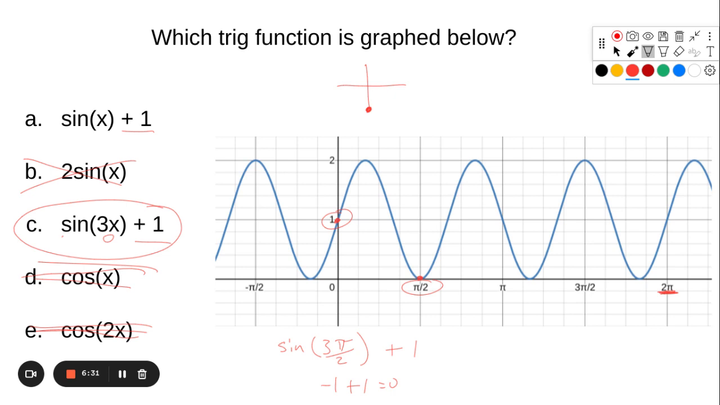I guess another one you could use is way over there. That would be a little bit harder to think about, wouldn't it? Because that would be sine of 9 pi over 2 plus 1. So I guess you'd have to know what sine of 9 pi over 2 is. I'm guessing it's equal to 1. Yeah, sine of 9 pi over 2 is probably equal to 1. And then you have 1 plus 1 is equal to 2. And that's why it's a 2.